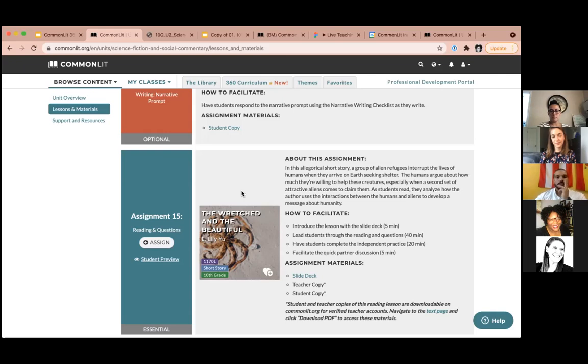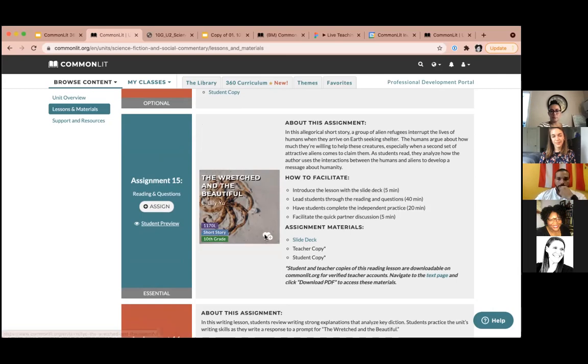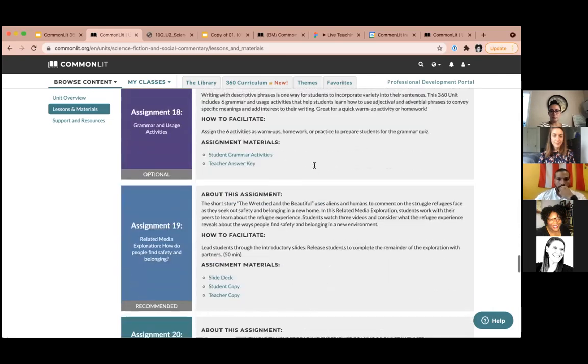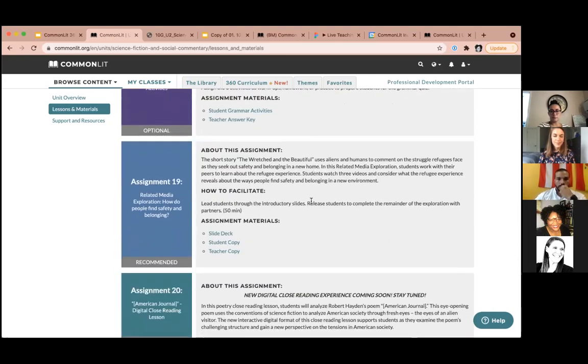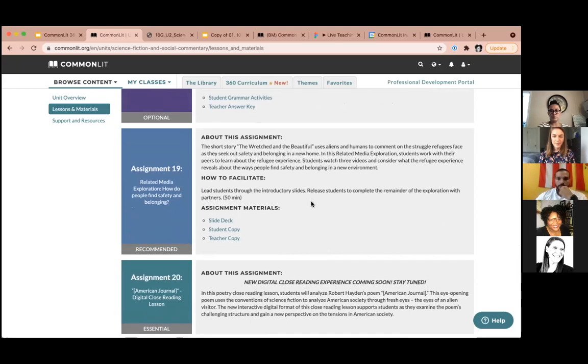So by zooming out, we allow science fiction to help us see the world around us, all of its beauty and its horrors. In connection to this particular text, we also have something called a related media exploration. And so as we take a look at this related media exploration, it actually looks at the struggles refugees in our world face as they seek out safety and belonging in a new home.